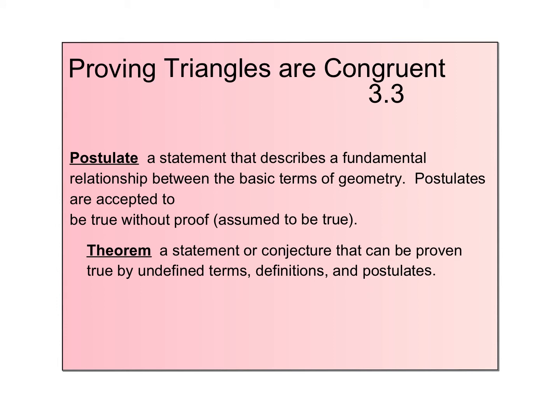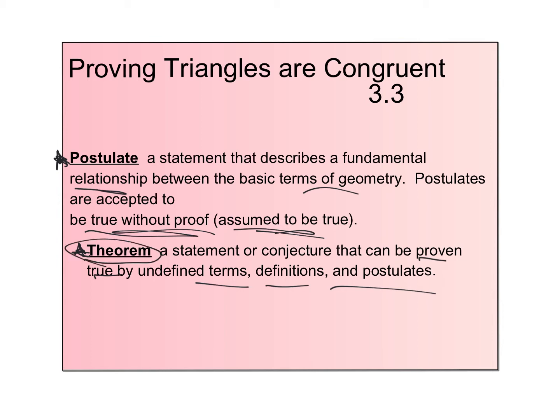Now, the idea is using what's called a postulate or theorem, and for our purposes, you won't need to know that difference. A postulate just describes a fundamental relationship in geometry, and it's accepted to be true without proof. Okay, we just assume it to be true. A theorem can be proven true using terms, definitions, postulates, and things like that. So for all intents and purposes, it's something in geometry that we assume to be true. A theorem can be proven, a postulate cannot.